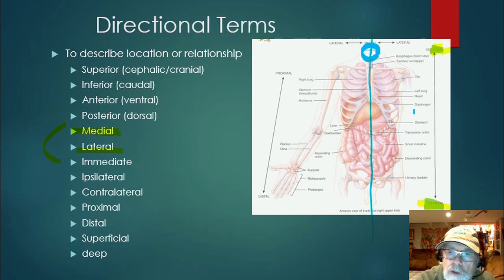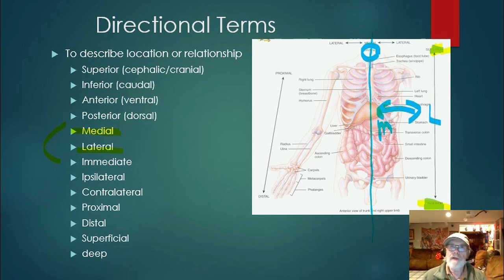If something is closer to the midline, it's called medial. If something is further away from the midline, it's called lateral. So if it's closer to the midline, it's medial. If it's further away, it's called lateral. I could say my ear is lateral to my eyes, which it is. Because my eyes are close to the midline, but because they're closer, the eyes would be medial to my ears, or my ears would be lateral to my eyes. Makes sense. So if something is closer to the midline, it's called medial. If something is further away from the midline, it's called lateral.